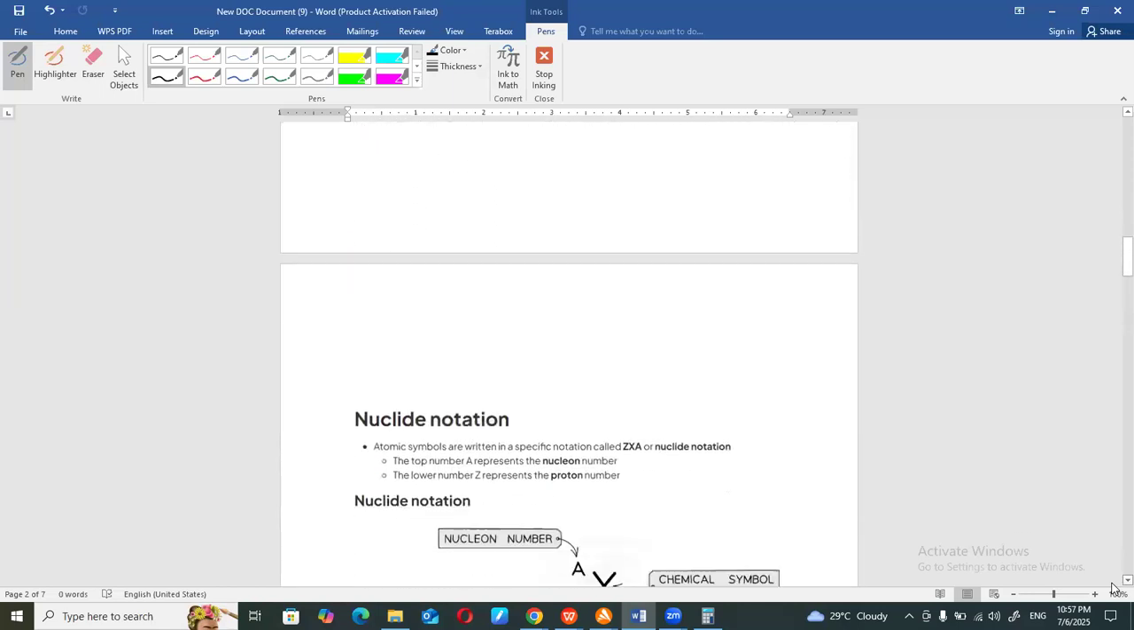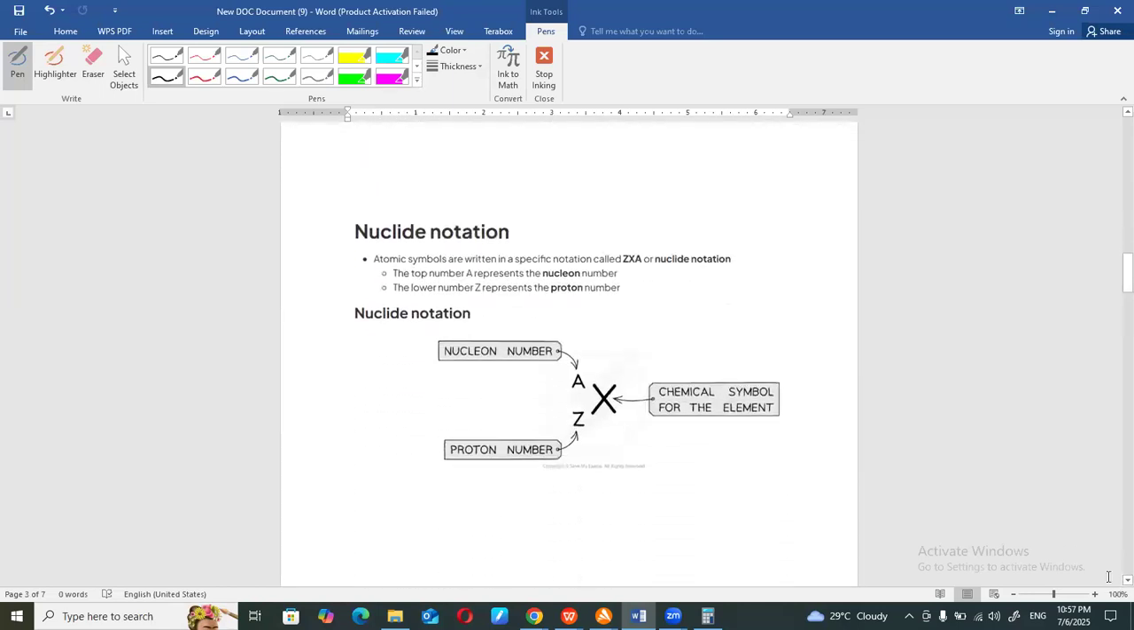Now, when you represent a single element, you will have a symbol. Along with that, the proton number is written at the bottom, and the nucleon number is written at the top. This is the representation of what we call nuclide notation. This is how we represent an atom.